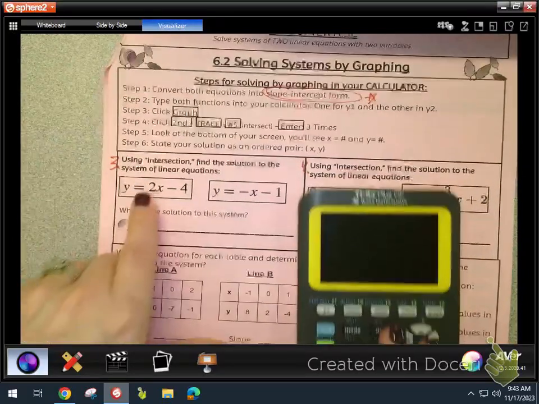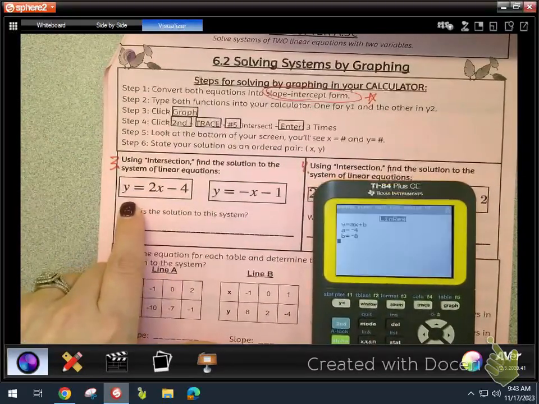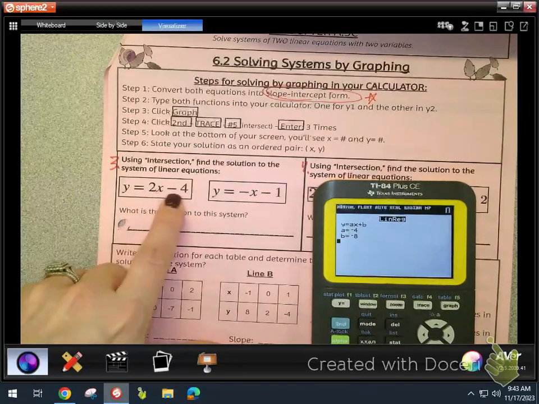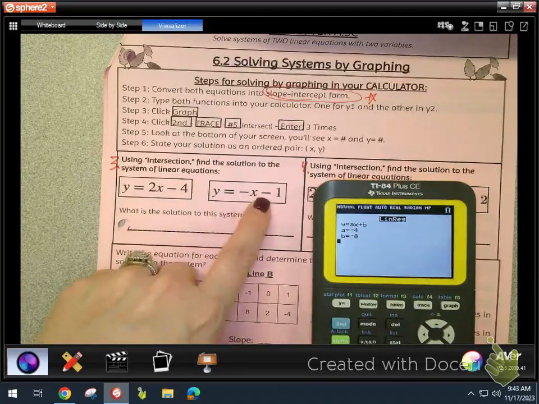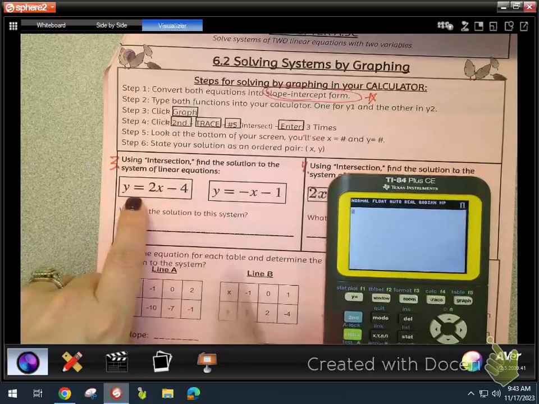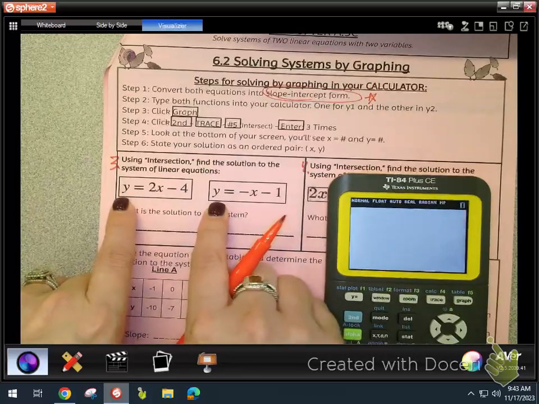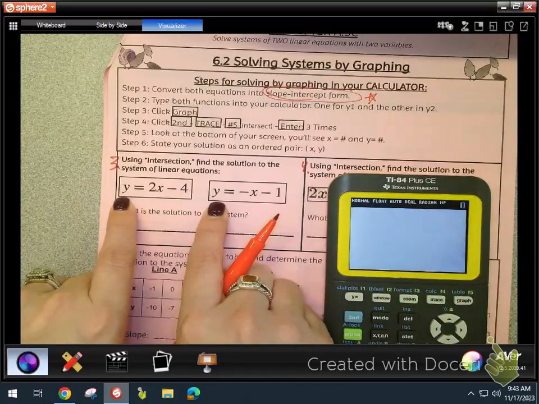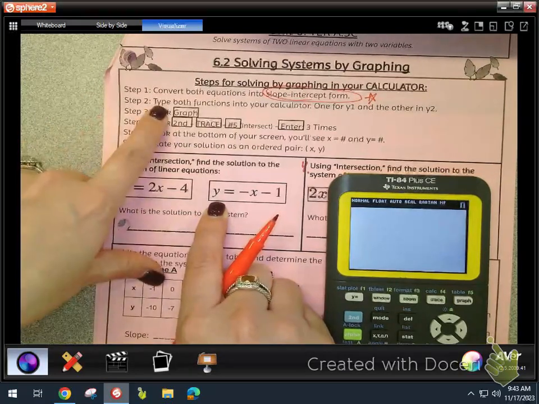Okay, so let's look at problem 3. Y equals 2x minus 4 and y equals negative x minus 1. Are both of those in slope-intercept form? Yes. Check, check. Okay, so now, step 2. Type both functions in your calculator.